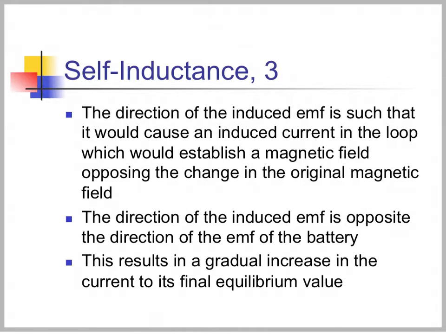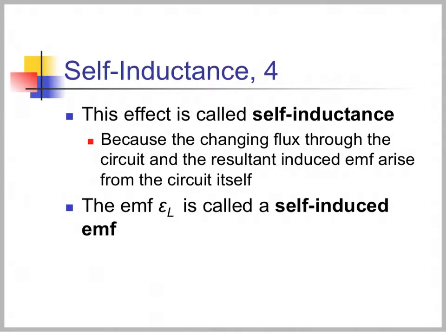The direction of that induced EMF is such that it would cause an induced current in the loop, which would establish a magnetic field opposing the change in the original magnetic field. So the direction of the induced EMF is opposite the direction of the EMF of the battery. And the result is that there's a gradual increase in the current until it gets to its final equilibrium value. This effect is called self-inductance because the changing flux through the circuit and the resultant induced EMF arise from the circuit itself. The EMF, E sub L, is called a self-induced EMF.